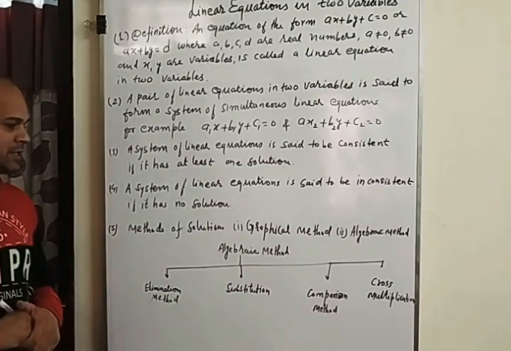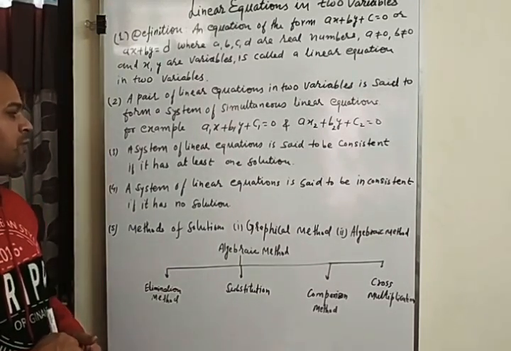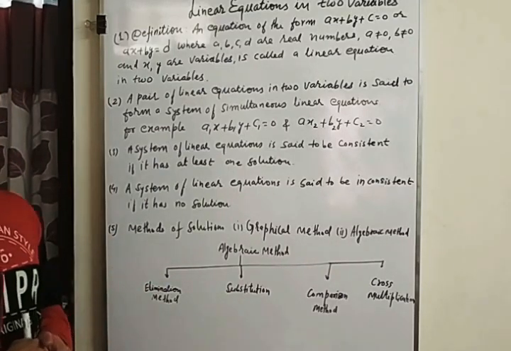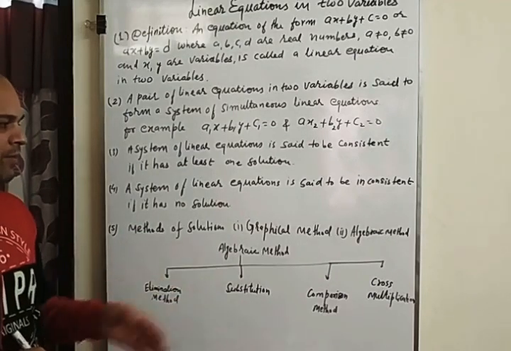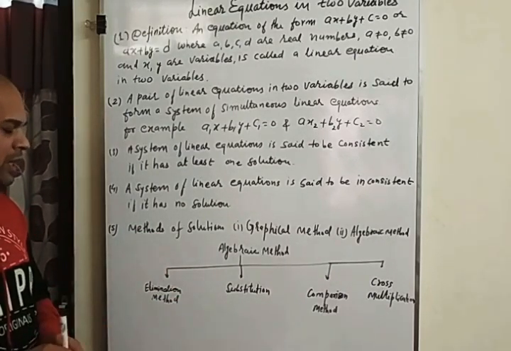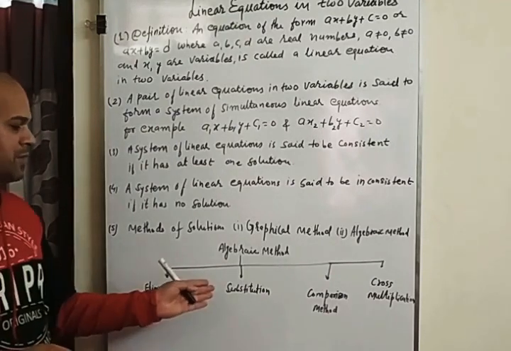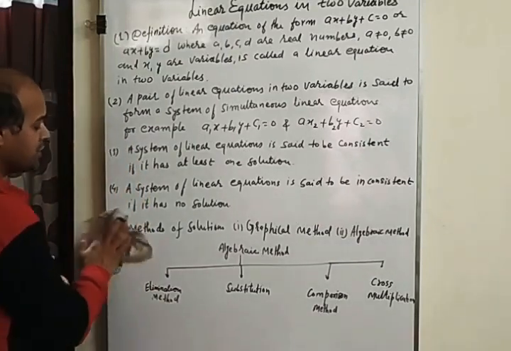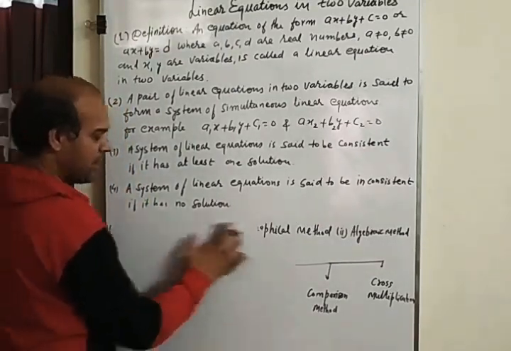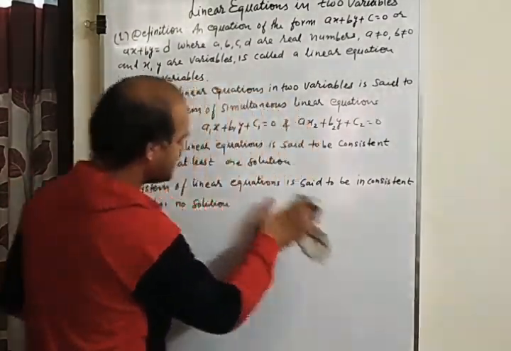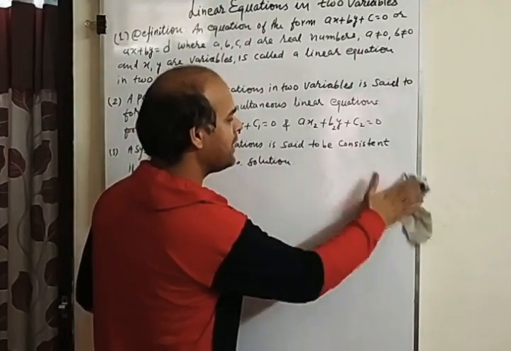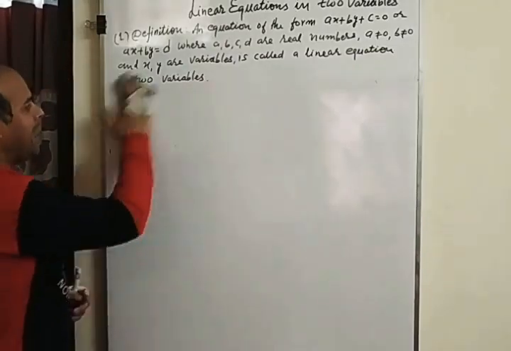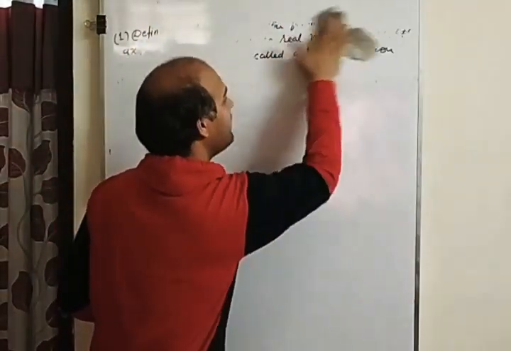So today we'll discuss the methods of solution. We have many different methods of solution, like the graphical method and the algebraic method. The algebraic method is divided into four ways: elimination method, substitution method, comparison method and cross multiplication method. Dear students, I'll start with the algebraic method today because the graphical method is quite lengthy and will take much time. Today this is the first video, so I'm starting only the algebraic method first.